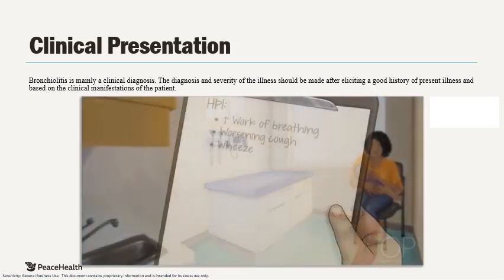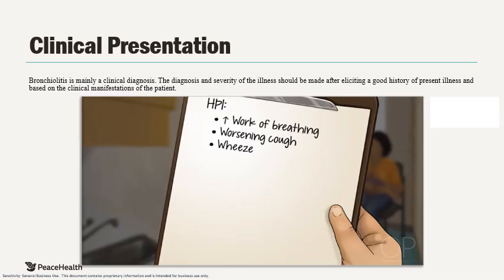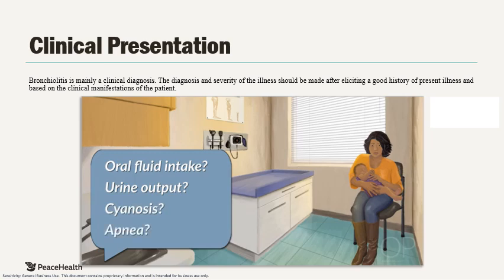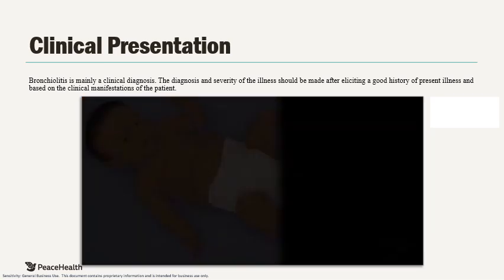In addition to seeking details of these historical points, when seeing a child with possible bronchiolitis, you should ask about oral fluid intake and urine output, as dehydration is common. Also make sure to ask about periods of cyanosis or apnea, as premature infants and infants less than 2 months old are at higher risk for apnea.